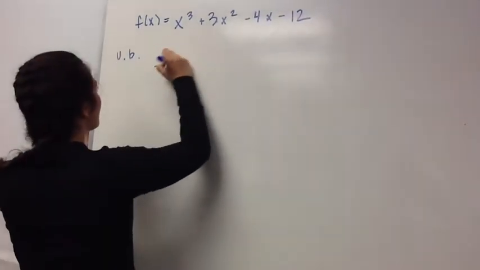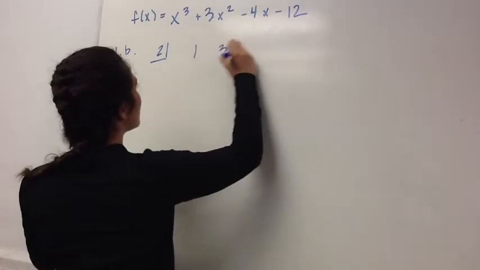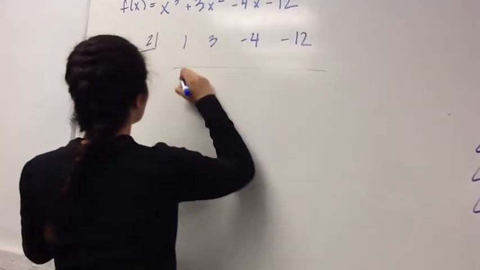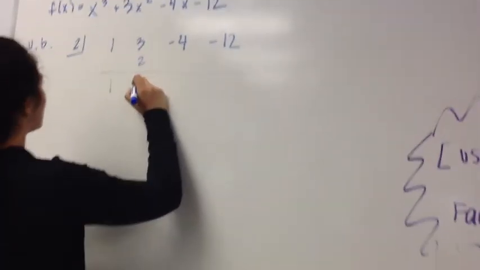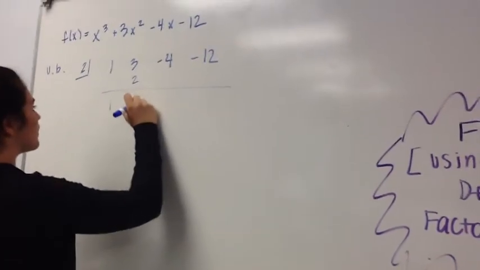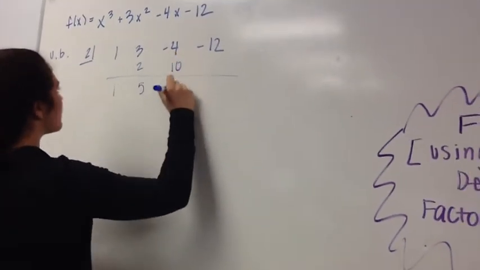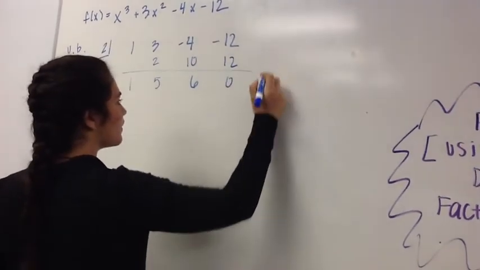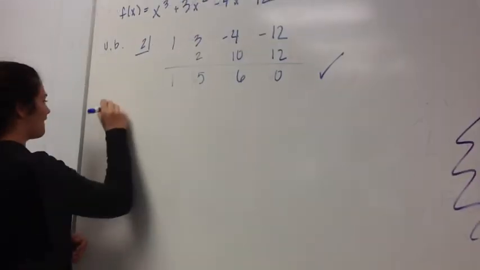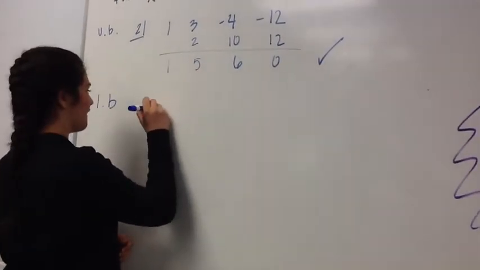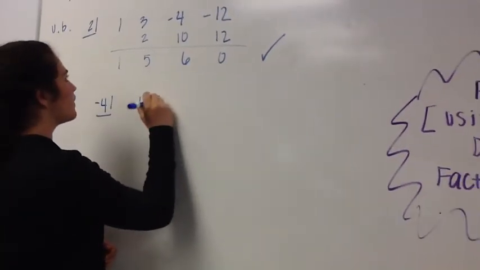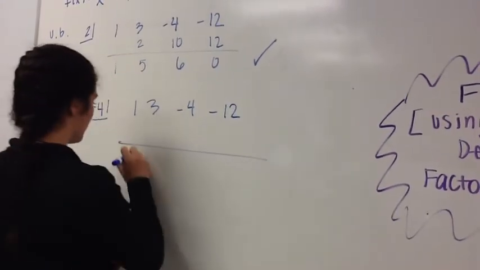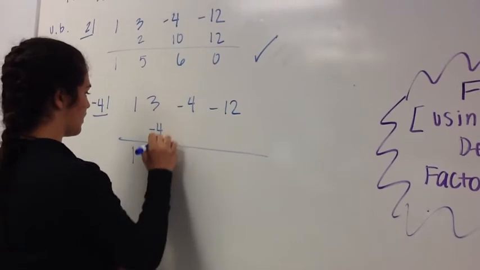Here's your given equation: f(x) = x cubed plus 3x squared minus 4x minus 12. Our first step is to figure out the upper bound, and by trial and error, we determined that the upper bound is 2. The next step in the problem is to find the lower bound, and by starting at 0 and going down, we determined the lower bound is negative 4.